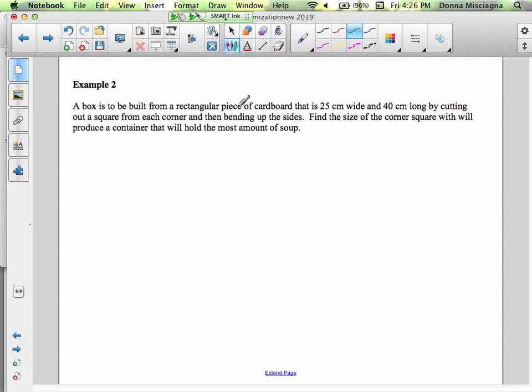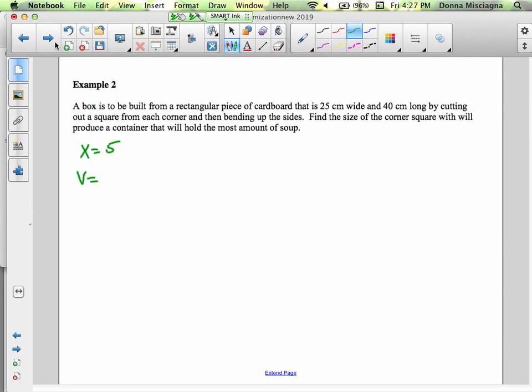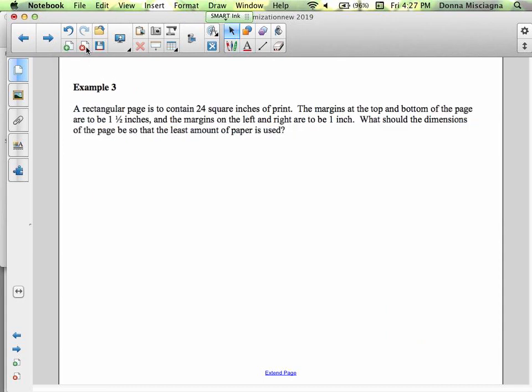All right, so we found x. x was 5. And if you remember, we had an equation, and that was volume equals 1,000 minus 130x plus x squared plus 4x cubed. That one right there. All right, so volume was 1,000. Oh, actually, we did answer the question. Find the size of the corner which produces a container that holds the most soup. We don't have to do anything more. What am I doing? We don't need to find the volume. We're done.